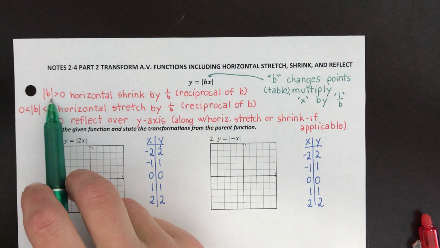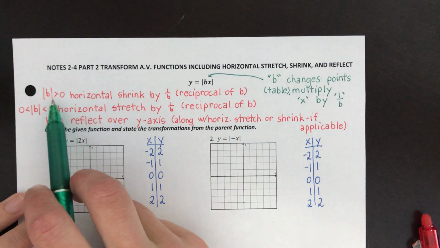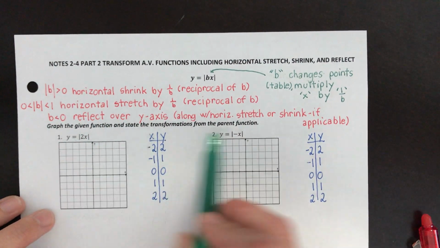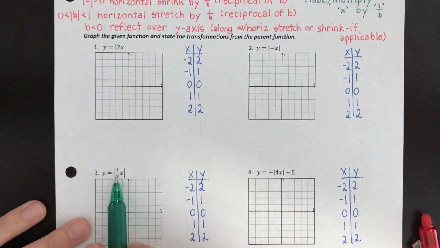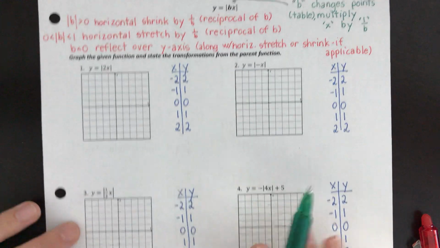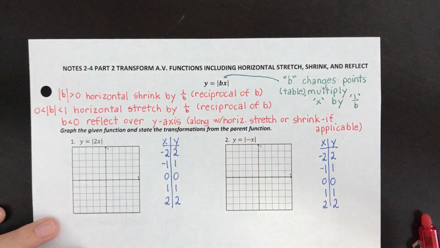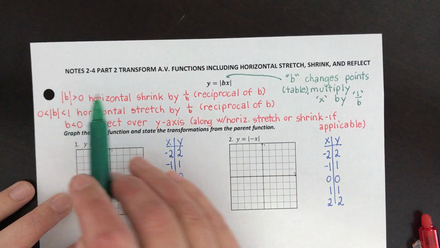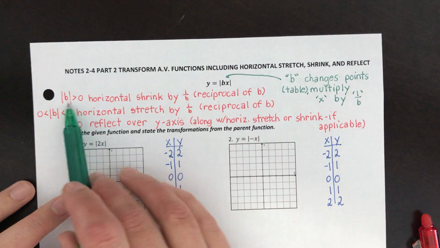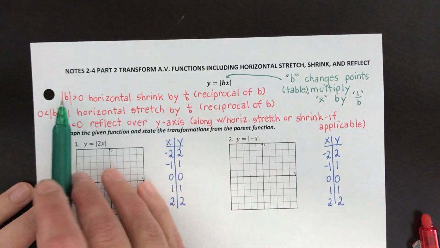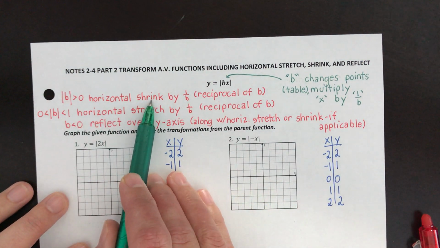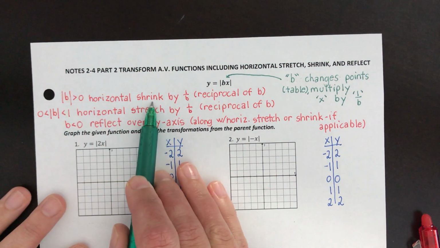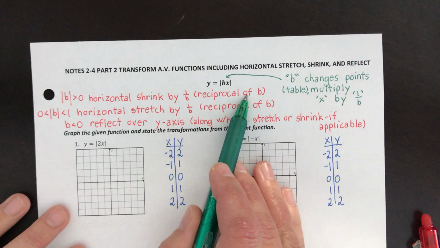But let's go ahead and talk about these real quick. So if you take this value B, whatever it is, like here it's 2, here it's -1, here it's 1/2, here it's 4. If you take the value B and you take the absolute value of that value, I know that's a mouthful, okay, then examine whatever that value is, and that'll tell you what's going to happen. If that value is greater than 1, you'll have your horizontal shrink. I know that seems so backwards. Greater than 1 is going to cause a shrink by 1 over B, or the reciprocal of B.